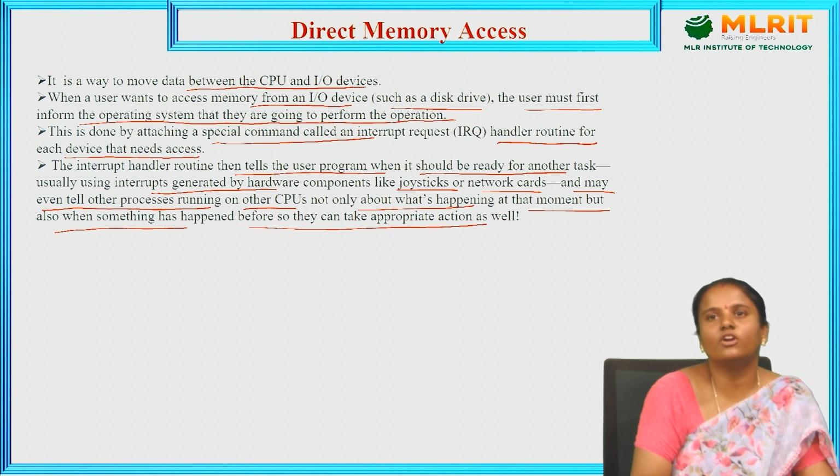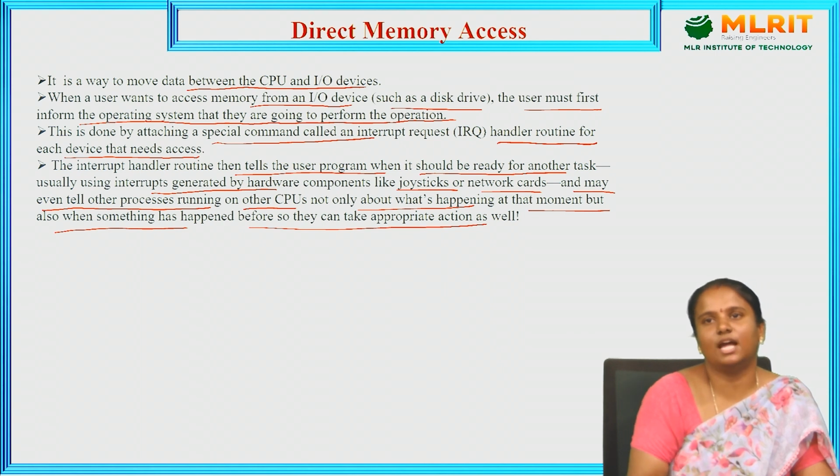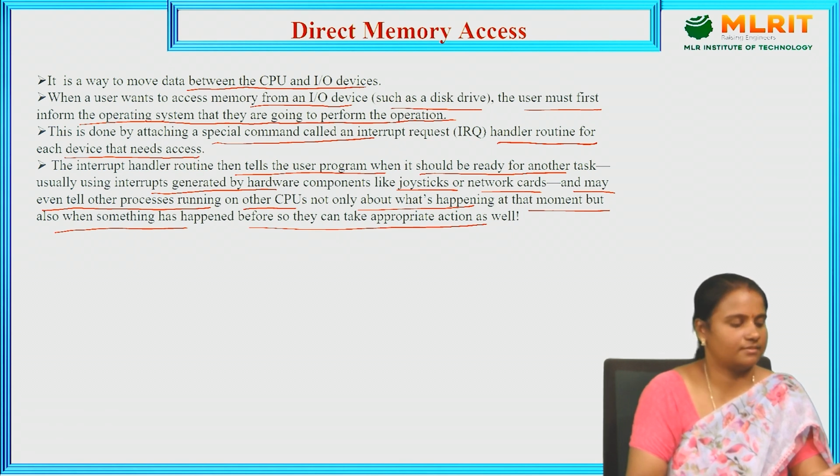That is how you are going to share the memory from one unit to another unit. That's why, when you are sending the data, you should inform the operating system that you are going to perform some operations for transferring the data. That is how you are going to access this input output buffering, the data is sent, and you are going to receive some acknowledgement that the data has been received. So this is how you are going to access memory directly. That is direct memory access.